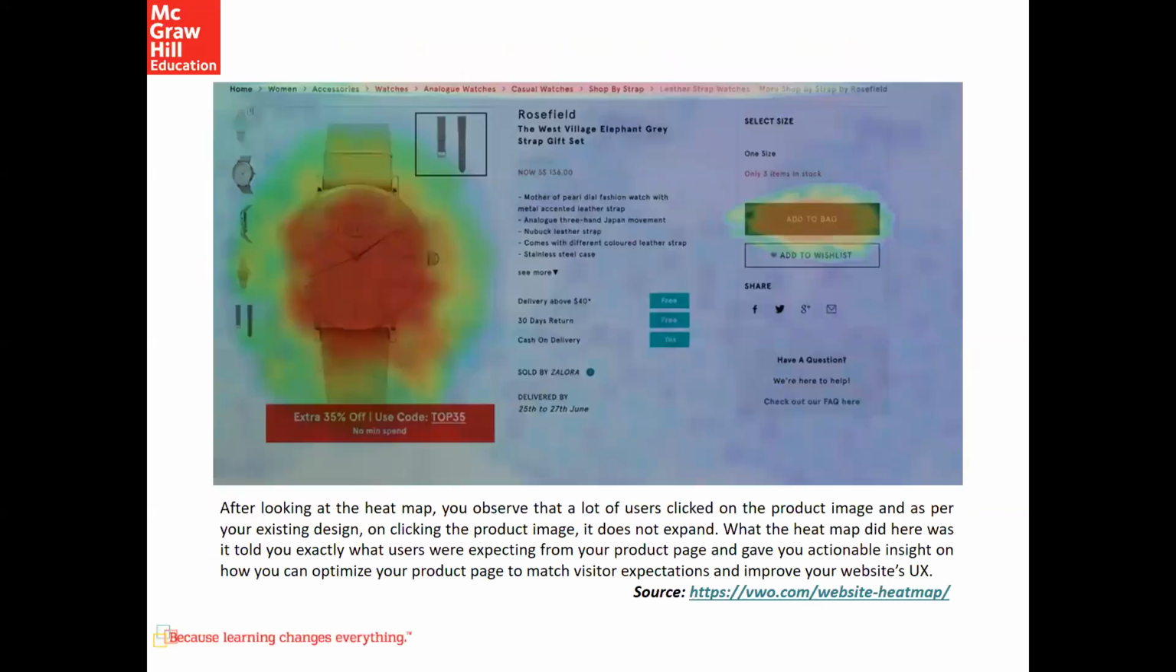There you go, you have an example. Wherever you see the red portion, that means that's the place where customers have clicked more. So after looking at the heat map, you observe that a lot of customers click on the product image as per your existing design. So red is an indicator of clicked more. White is an indicator they've not clicked at that spot at all. And where you have green, there are slight clicks here and there.